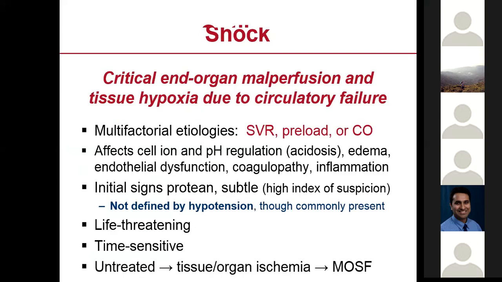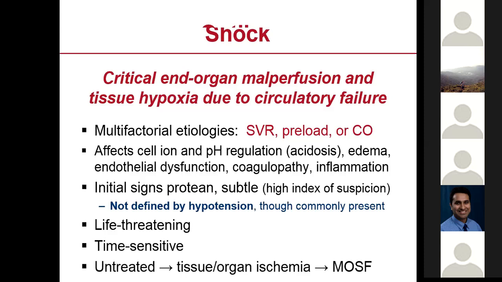So what is shock? We have to think about shock as a syndrome. It's a dysfunction in terms of metabolic, cellular, and circulatory phenotypes that are a final common pathway that result from critical end organ malperfusion, hypoxemia, and ischemia due to circulatory failure. And that failure can be for any reason, whether it's insufficient blood volume, insufficient ability to pump the blood around, or an insufficient arteriolar constriction and lack of SVR, such that there's a decrease in effective circulatory volume.